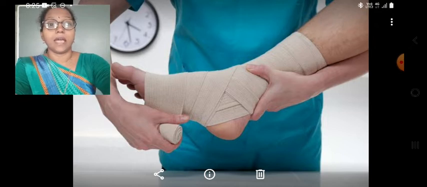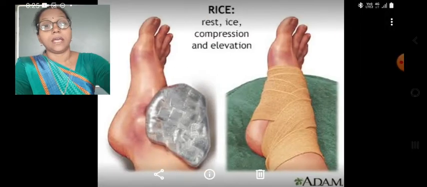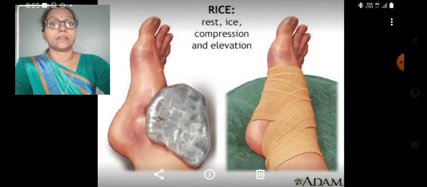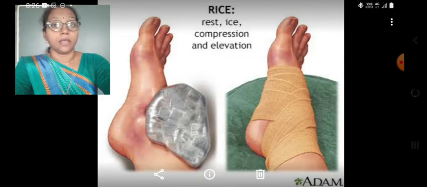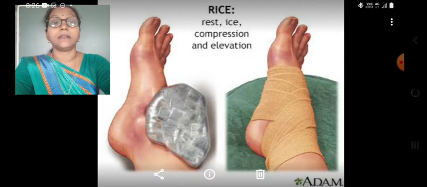We can tie an elastic bandage on the sprained region. There are four methods of first aid, together known as RICE: rest, ice, compression and elevation in case of a sprain. Rest: we should not move the part of the body that is sprained. We should take rest. We apply ice cubes or an ice pack on the sprained region.